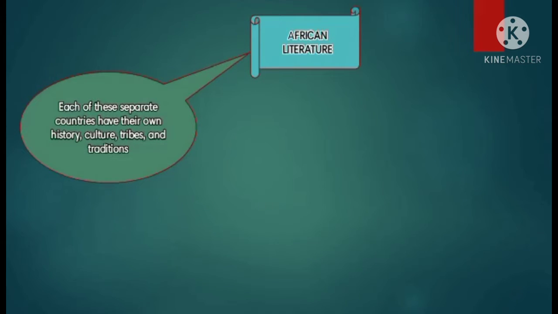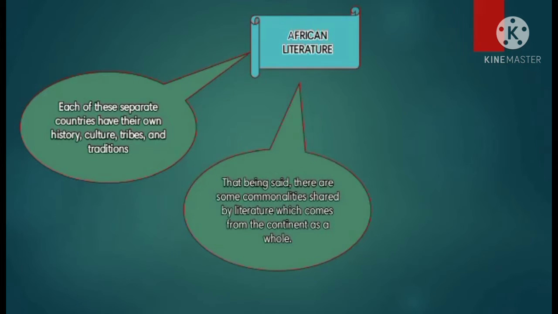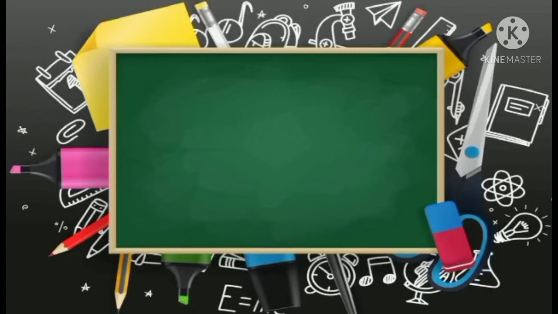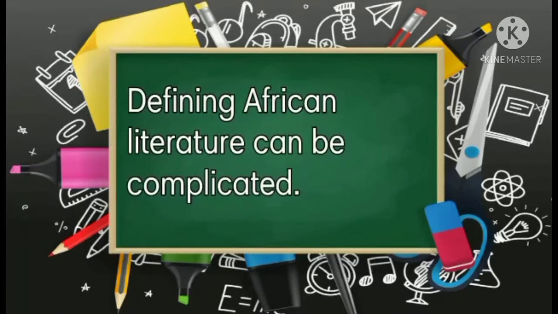African literature. Each of these separate countries has its own history, culture, tribes, and traditions. That being said, there are some commonalities shared by literature which comes from the continent as a whole. There are 54 nations which make up Africa. Defining African literature can be complicated.